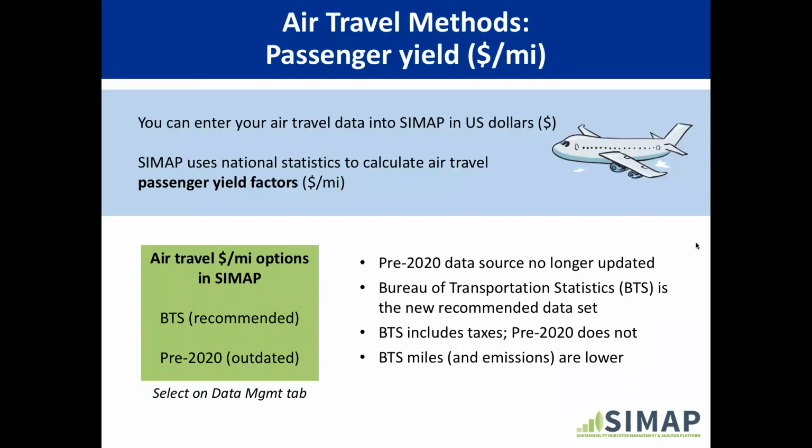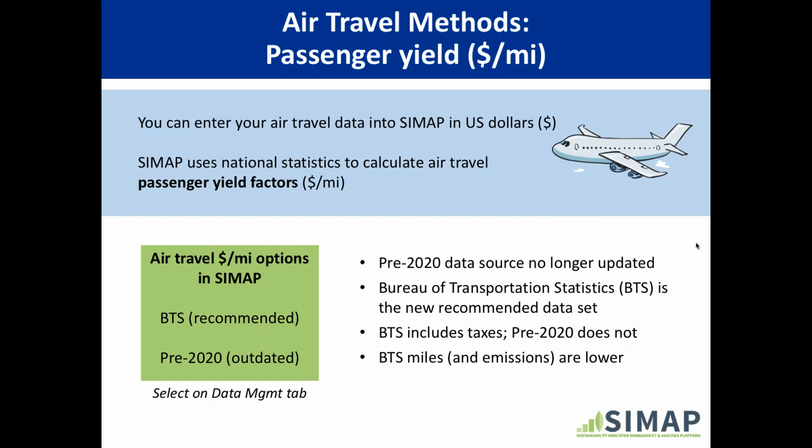One of the last two updates that I'm going to talk about is updates to our air travel methods. This is an update to our passenger yield calculation. You can enter your air travel data into SIMAP in US dollars, in terms of dollars spent on air travel, and we use national statistics to calculate air travel passenger yield factors to convert that dollar spent into miles traveled. The update here is that we have a new data source for this conversion factor.